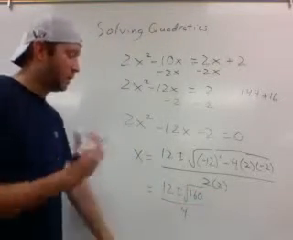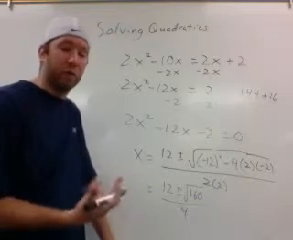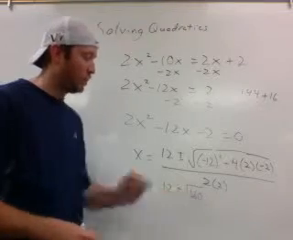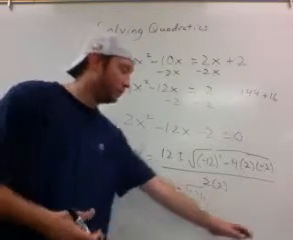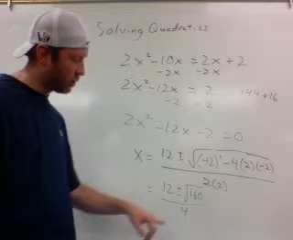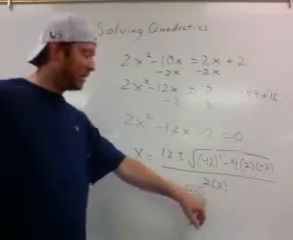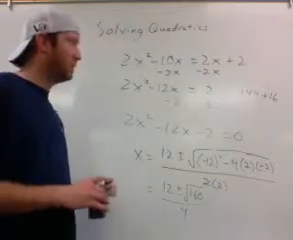Now notice that doesn't look anything like our other answer, and the reason for that is this isn't simplified yet. So when I look at the square root of 160, what I'm going to notice in there is that 16 divides into it. 16 times 10 is 160.